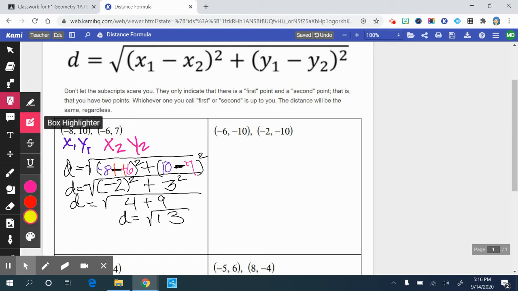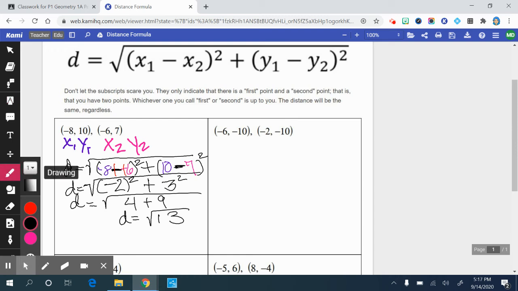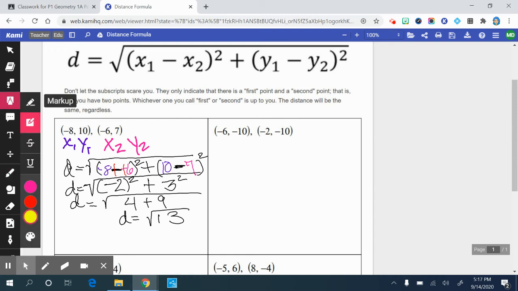And these are the tools that you'll have when you're doing this as well. You can type, or you can use the drawing tool like I'm using, a little pen to do your work. It's up to you. Okay, so the distance is the square root of 13.